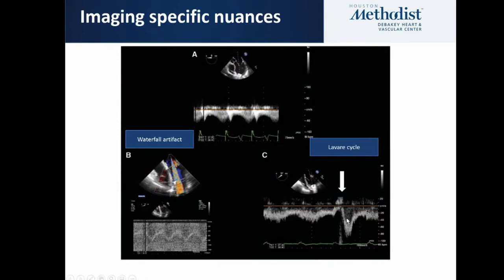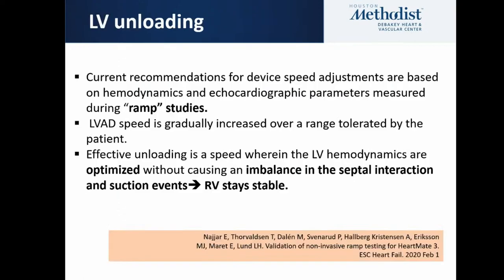This is actually the Lavare cycle, which is kind of like a washout jet that is new to some of the newer devices. And this essentially is where the RPMs of the LVAD fall and then they increase again, and this is essentially for washing out the inflow cannula so that it doesn't have a fibrin deposit or thrombi formation. So there are some imaging specific nuances, and it's important to keep up with the different device types and their functionality when reading LVAD patient echocardiograms.